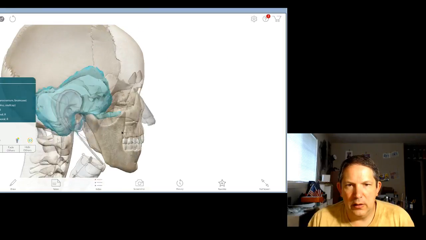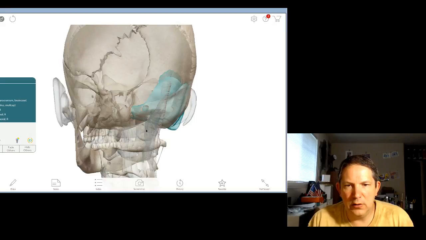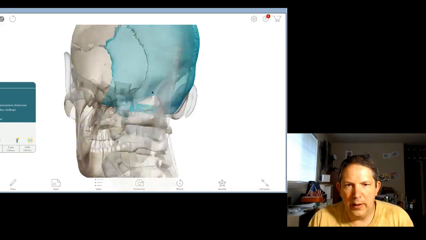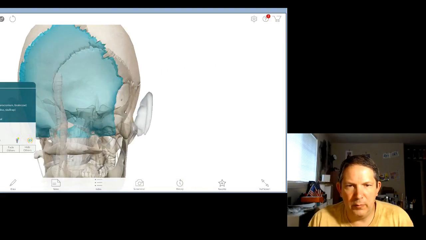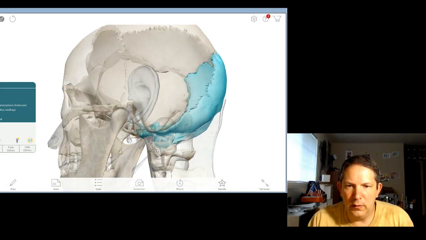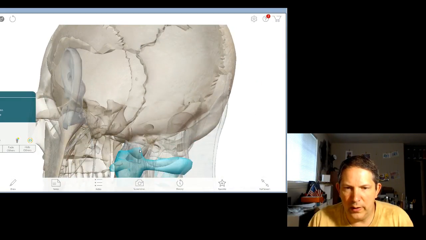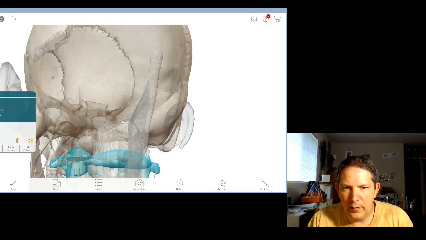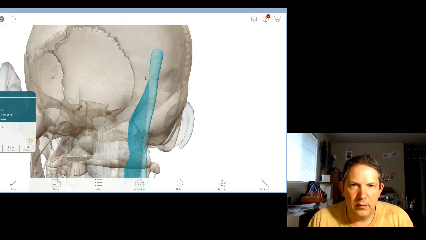Okay, that's a pretty decent tour of the skull. I like that I'm kind of figuring out better how to move things around here. I didn't do a very good job highlighting, but there's C1, the atlas, that articulates with the occipital condyles of the occipital bone.